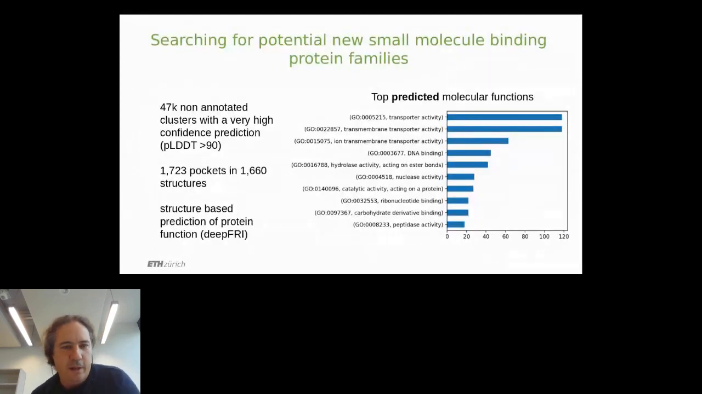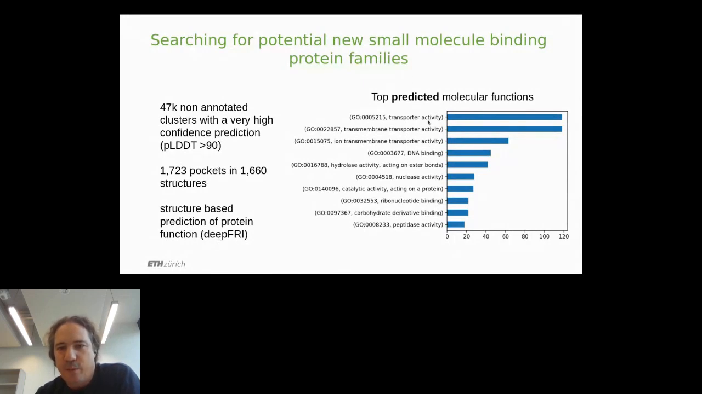Okay, so then what we looked at is, within these new things, could we try to predict some functions? And for that we used DeepFRI, which is a neural network model that uses protein structure to predict function. In this case, we took 47,000 non-annotated clusters where the representative has a really high prediction score from AlphaFold. From these, we also predicted pockets. And then among these, we asked what type of functions does DeepFRI predict?